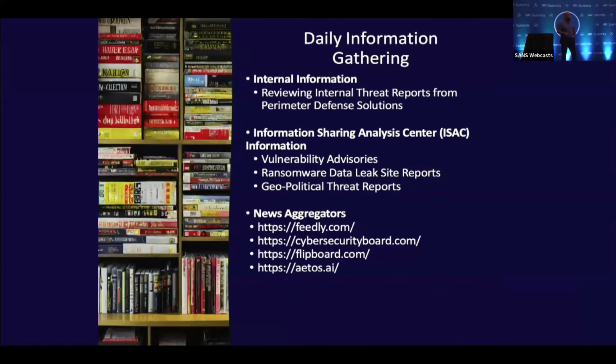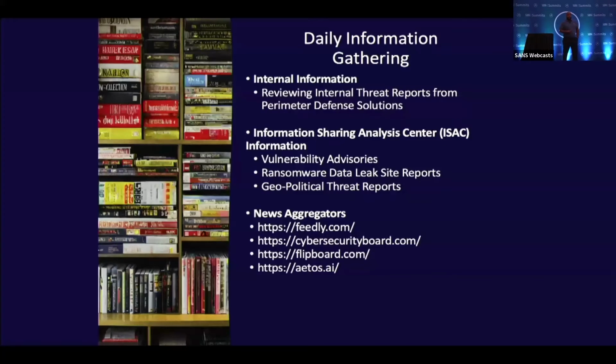So when it comes time to start building out your trusted resources for daily information gathering, you can start internally, looking at different logs that you may have. Again, it really depends on your organization. There could be firewall logs, there could be email, there could be your security team might have a SIEM to look at and analyze different alerts. And there also is the ISAC, which I've just spoke about, that has these reports that could be sent to you and you could analyze these as well, as far as the vulnerability advisories, the ransomware, and the geopolitical threats reports. And then there's also news aggregators.